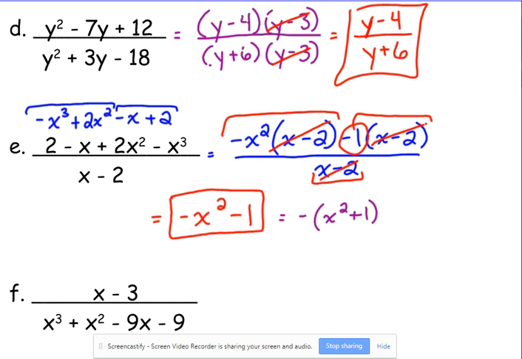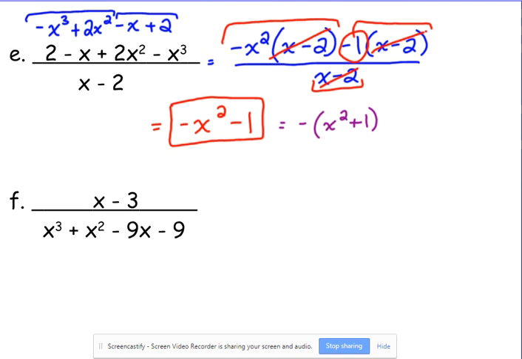Yeah. You can finish out the grouping, okay? I just wanted to point this out. You can finish the grouping. You can write that as x minus 2 times negative x squared minus 1 and then cancel the x minus 2's. I just wanted to point this out for those of you who like to stop writing.